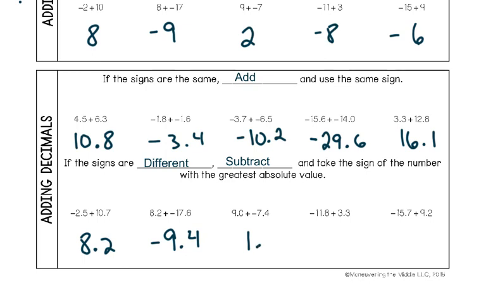Looking back at my problem, I need to compare the positive and the negative. I know that there's more positives than negatives, so my answer will stay positive, 1.6. Let's look at the next one. Negative 11.8 plus 3.3. If you haven't already, please try this one and the next one by yourself, and then follow along with me. So pause now to do those, and then press play whenever you need to check.